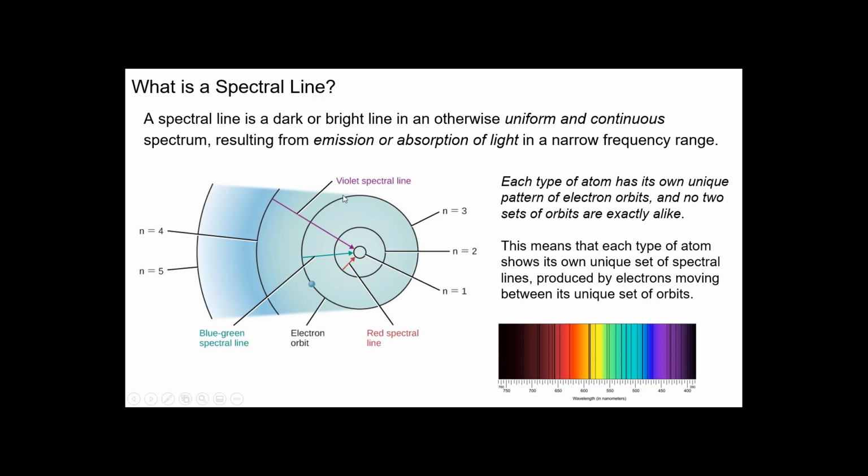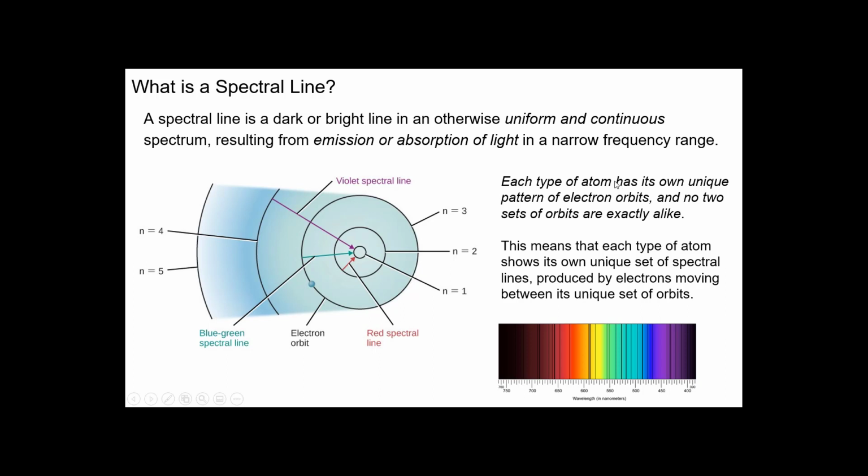A spectral line is a dark or bright line in an otherwise uniform and continuous spectrum, resulting from the emission or absorption of light in a narrow frequency range. So I'm going to show you, you can visually see when things are either going up or coming down. They give off certain colors. Each type of atom has its own unique pattern, so this is a fingerprint.